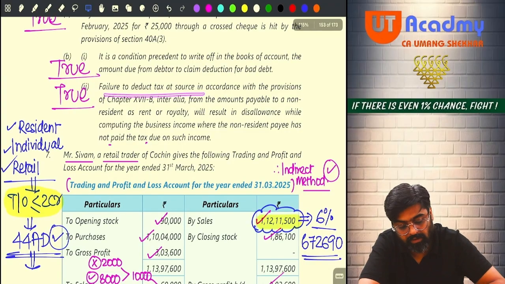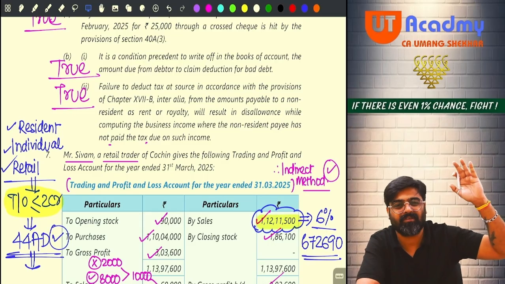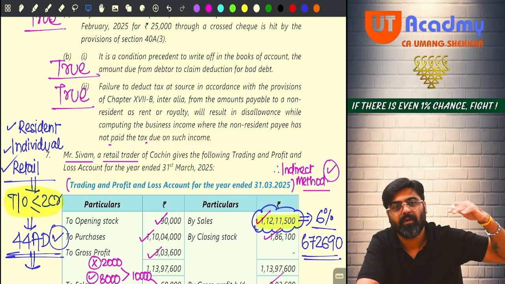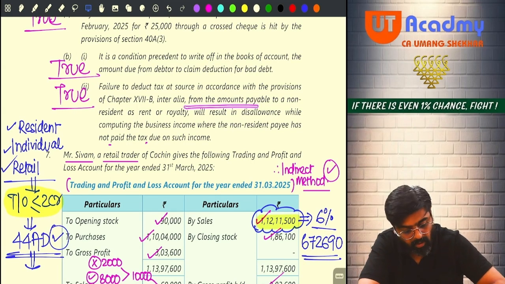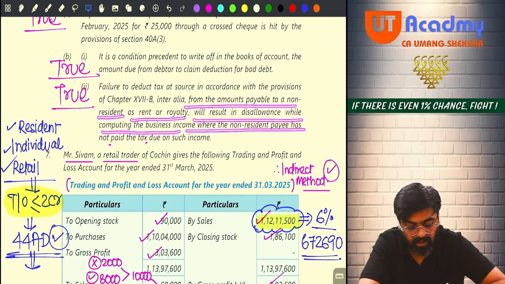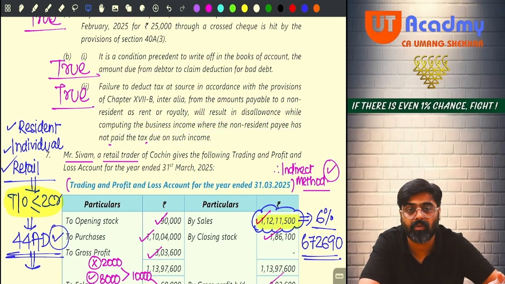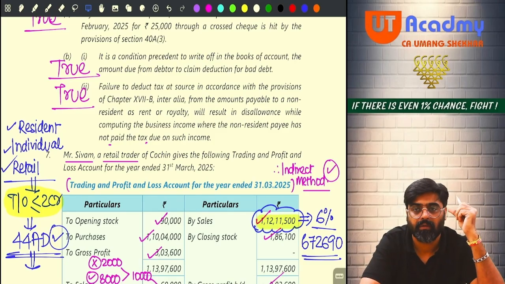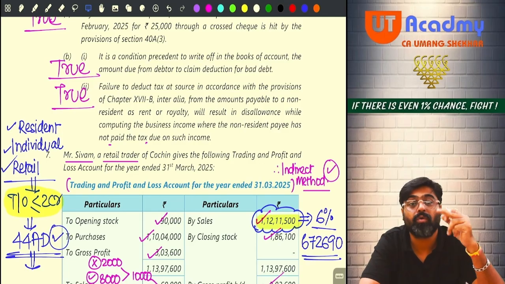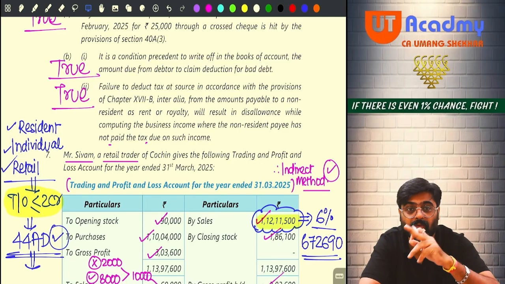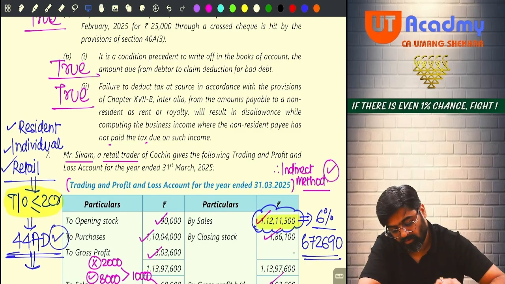Failure to deduct tax at source in accordance with the provisions of chapter 17B. See, TDS provisions are given in chapter 17B of the Income Tax Act. From the amounts payable to a non-resident as rent or royalty will result in disallowance while computing the business income where the non-resident payee has not paid tax due on such income. Yes, absolutely correct. The entire amount of rent or royalty paid to a non-resident will be allowed? No, it will be disallowed because on that no TDS was deducted, and that non-resident has also not paid tax on that. What if he would have paid tax on that? Then you were not an assessee in default. Section 201 interest would not have been attracted, but still the payment would have been disallowed. Getting my point? So the statement is true.